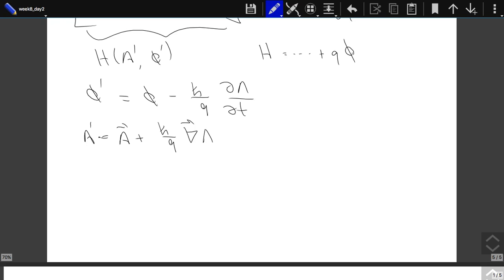Even though the wave function can be position and time dependent, the phase can be position and time dependent, the difference is just a phase transformation. It's just a gauge transformation, which just doesn't change anything.